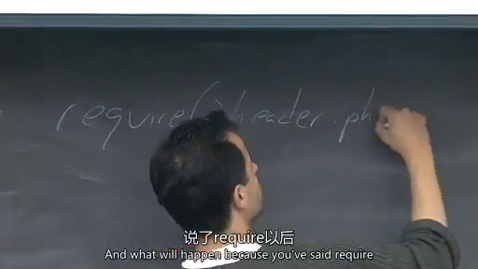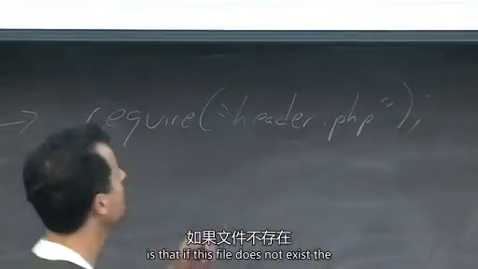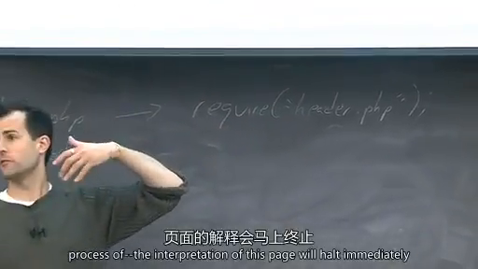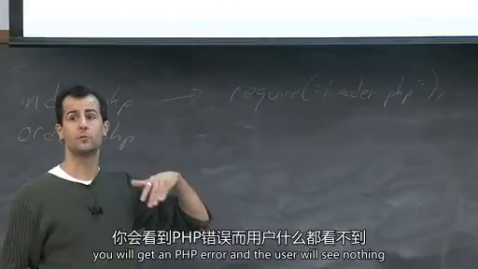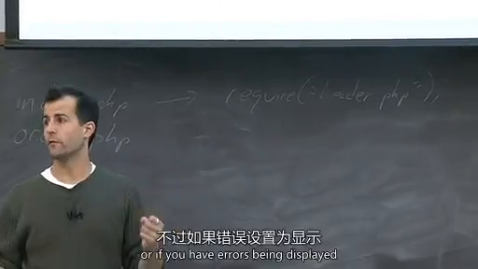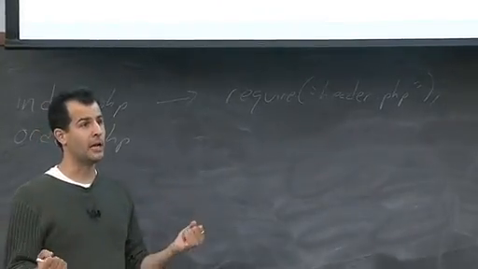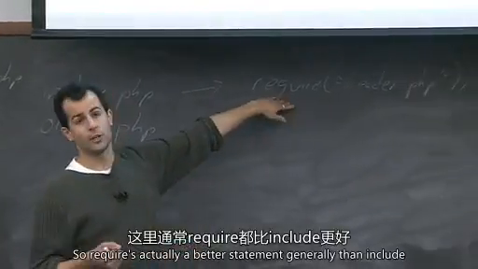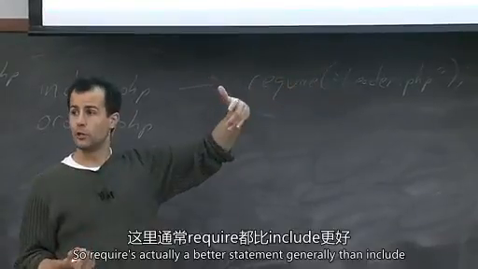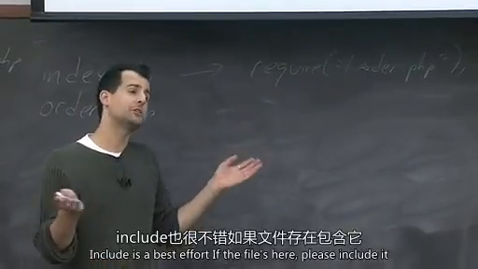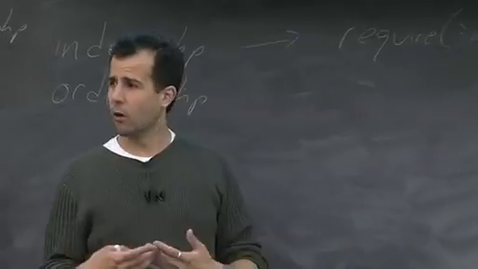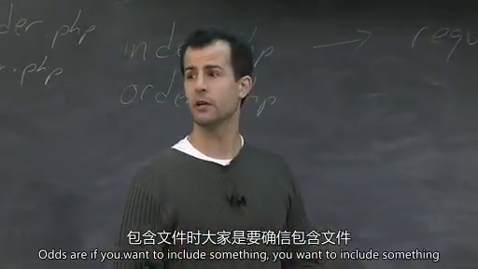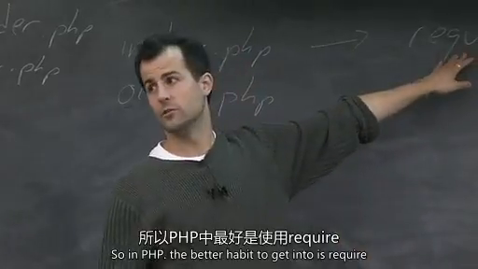And what will happen, because you've said require, is that if this file does not exist, the interpretation of this page will halt immediately. You will get a PHP error, and the user will see nothing. Or if you have errors being displayed, they will see whatever error message is appropriate for this scenario. So require is actually a better statement generally than include. Include is a best effort. If the file's here, please include it, which generally is not what you want. Odds are, if you want to include something, you want to include something. So in PHP, a better habit to get into is require.